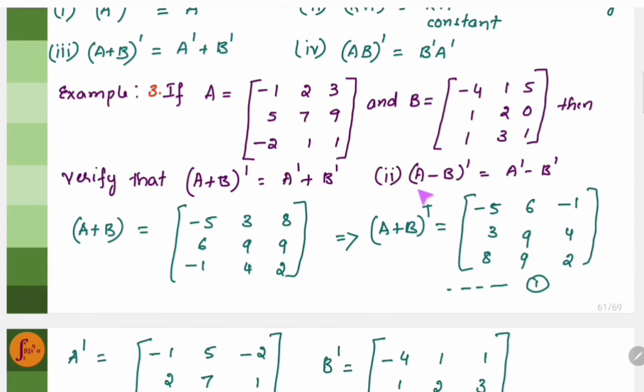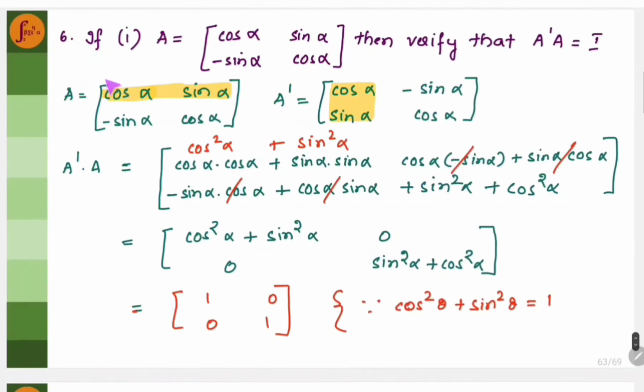Similarly, we can prove the second problem also. A minus B, the whole transpose, is equal to A transpose minus B transpose. Now let's take another example. If matrix A has trigonometric elements, cos alpha, sin alpha, then we need to verify that A transpose into A is I. I is nothing but the identity matrix. So if you multiply the matrix with its transpose, then we are going to get the identity matrix.